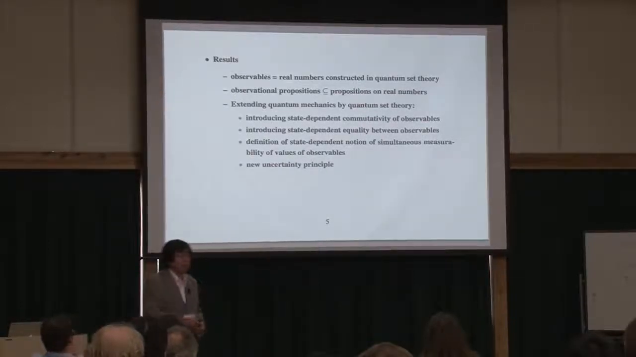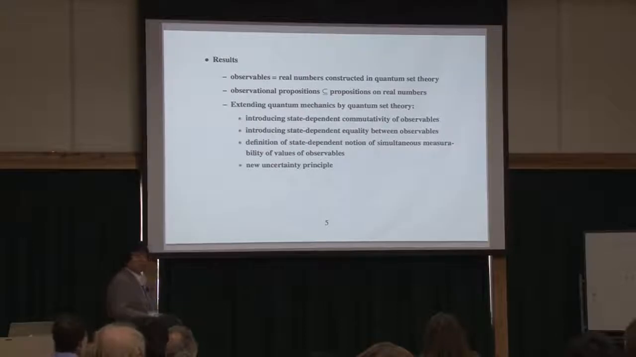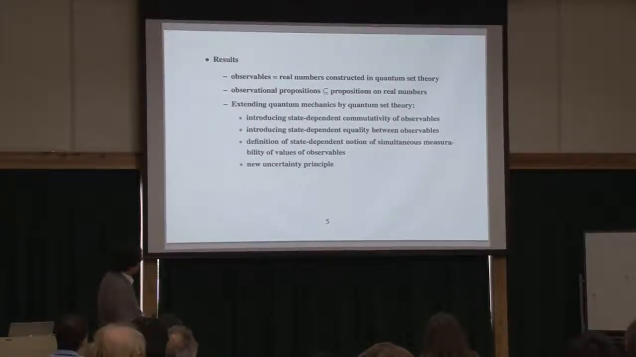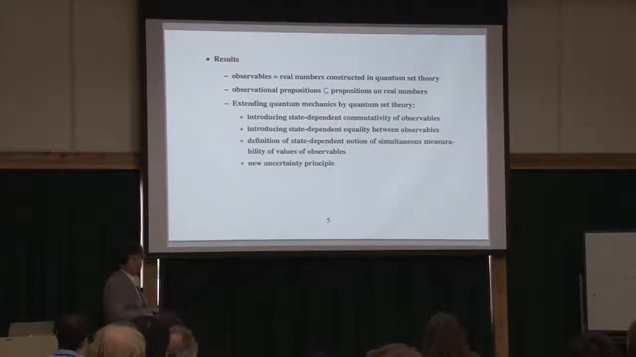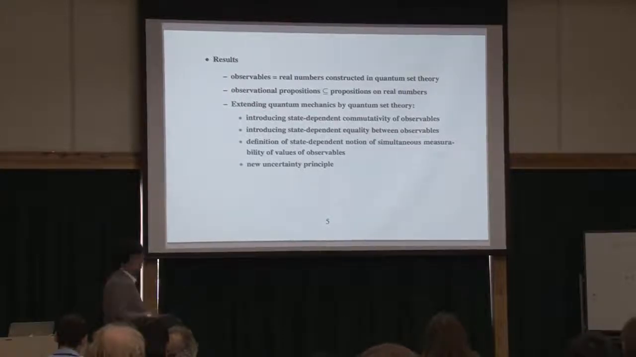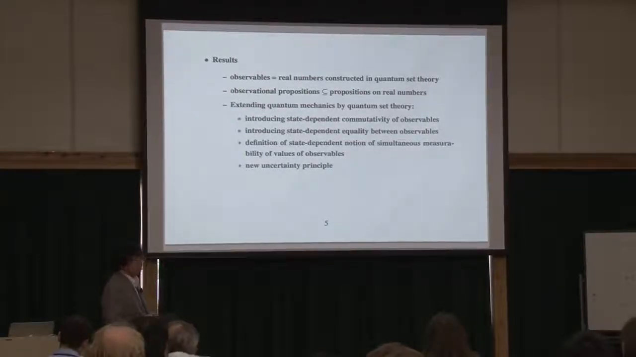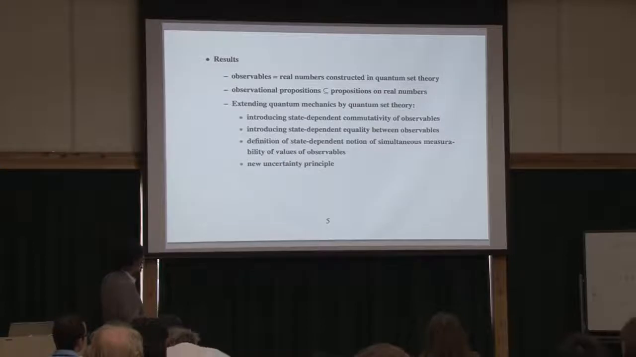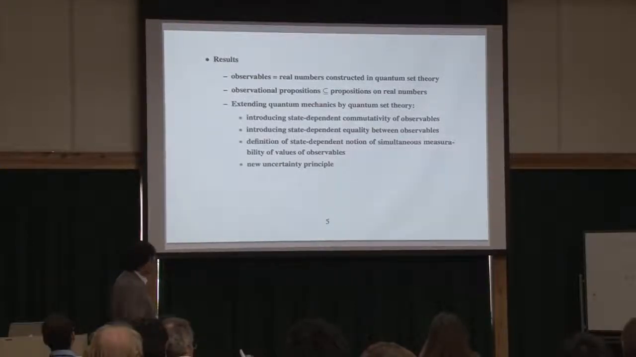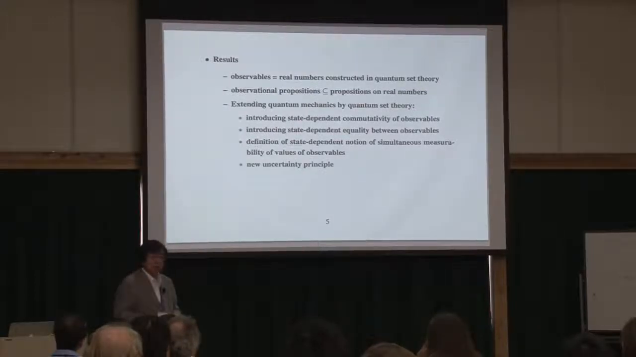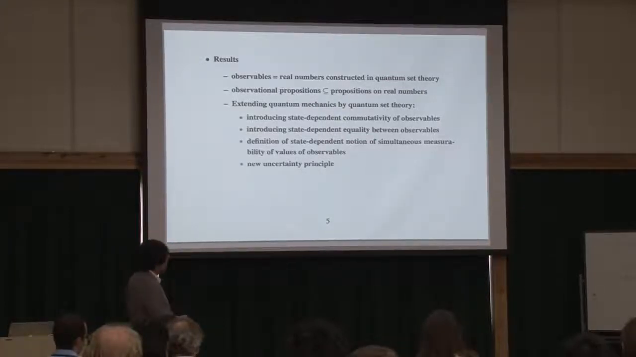A very general statement in quantum mechanics is that two observables are simultaneously measurable when those operators commute. However, this is a state-independent treatment. But the more precise statement about simultaneous measurability, or more generally the uncertainty principle, should be in a state-dependent way.